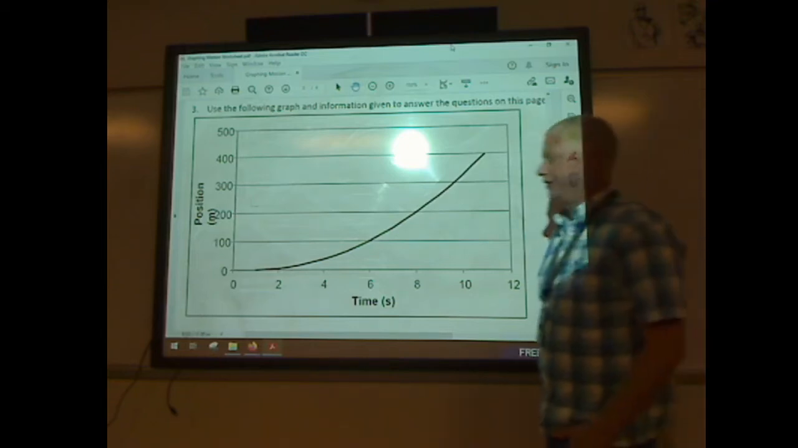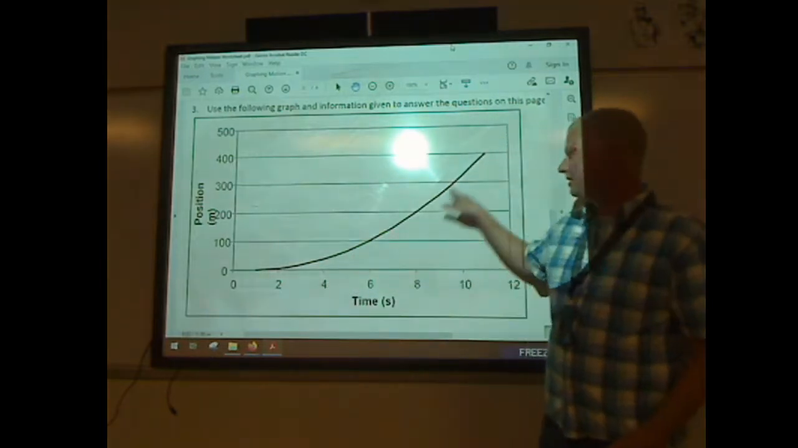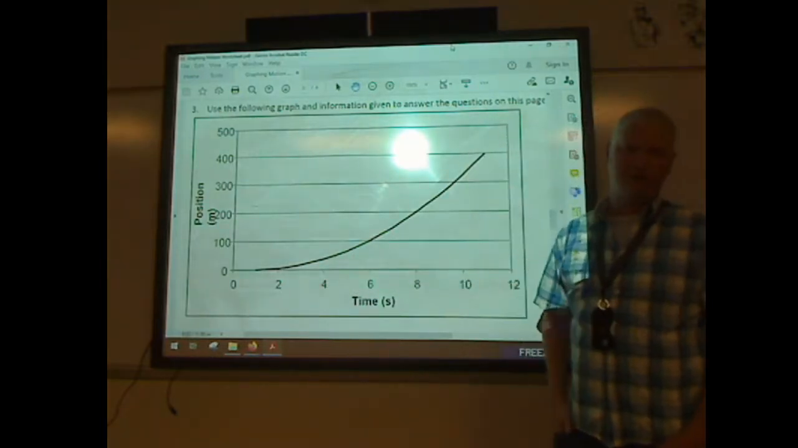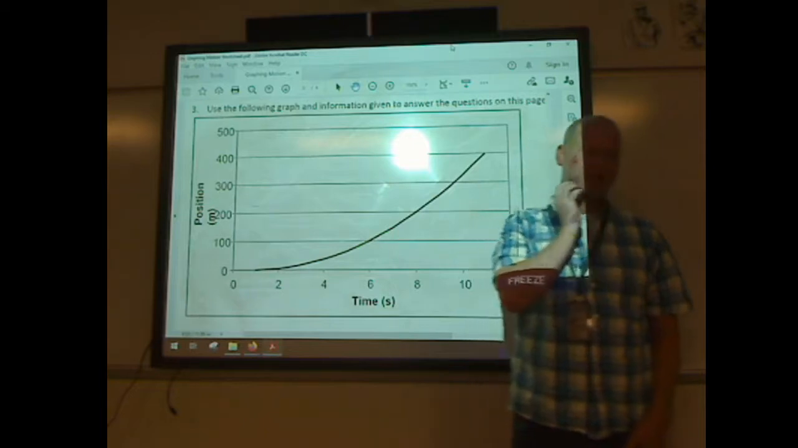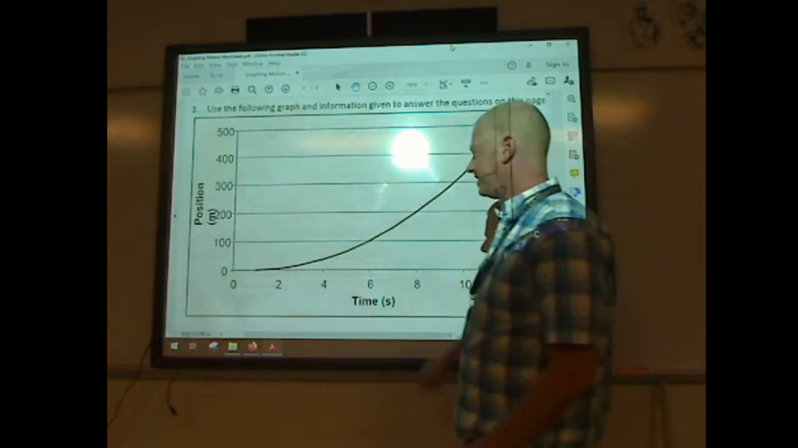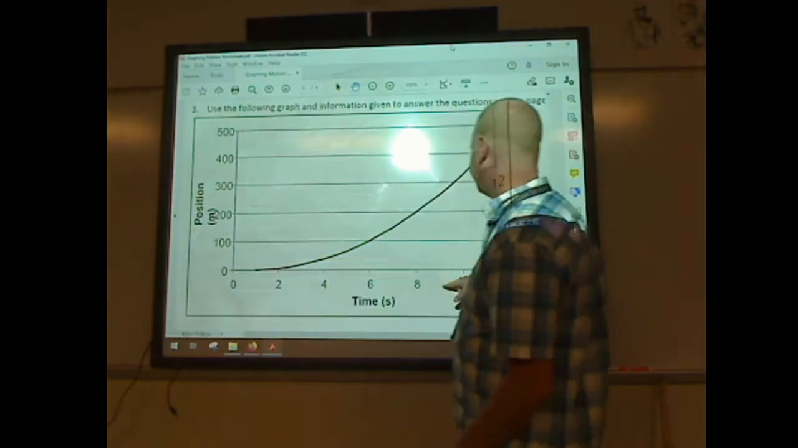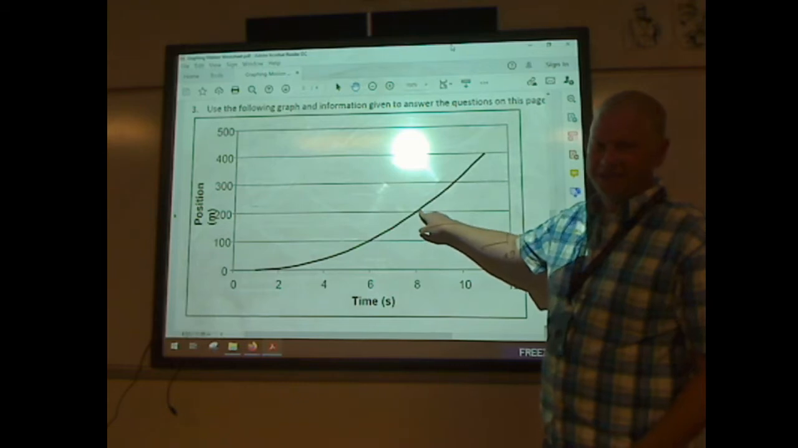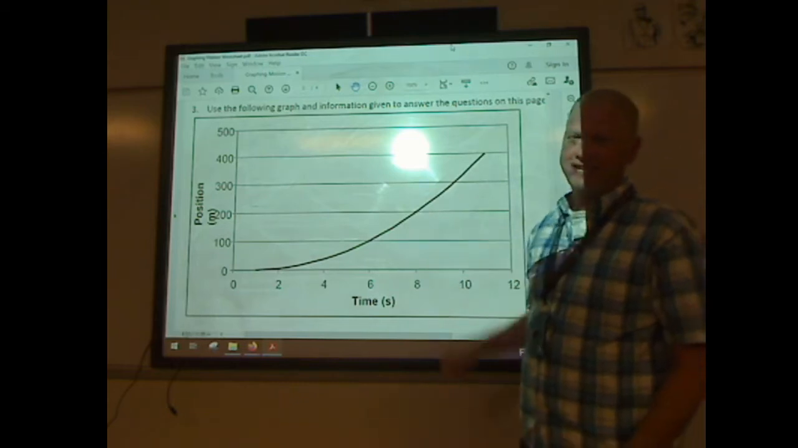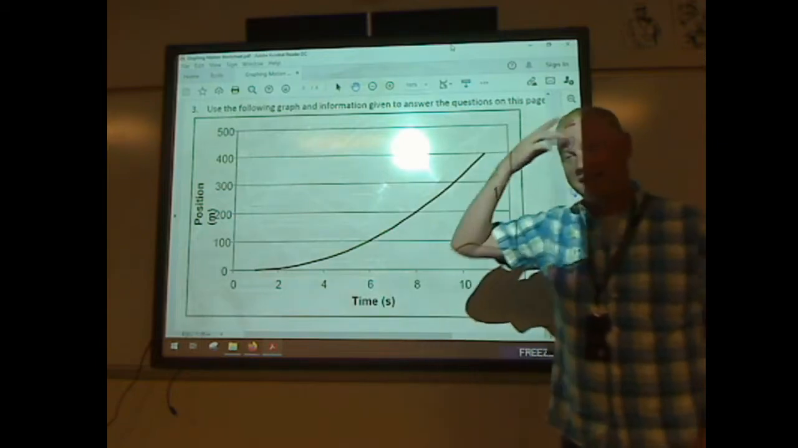All right, let's take a look at number 3 together. So in this case, you got our position time graph, and notice that you have a slope that is changing. So remember that the slope of your position time graph represents velocity. So what we're saying here is that the slope at 4 seconds is different from the slope at 8 seconds, right? Because the instantaneous velocity at 4 seconds is different from the instantaneous velocity at 8 seconds.